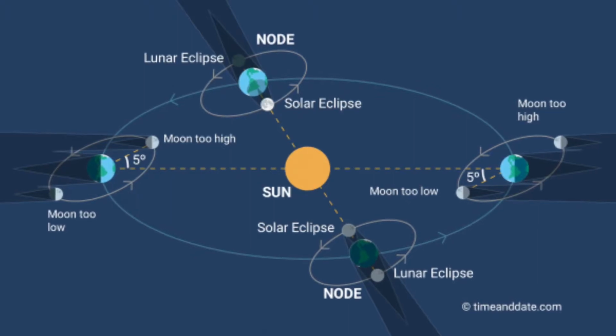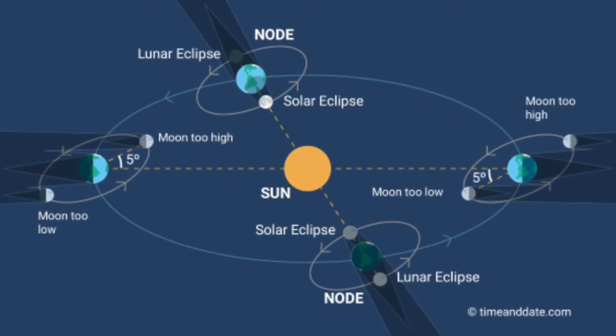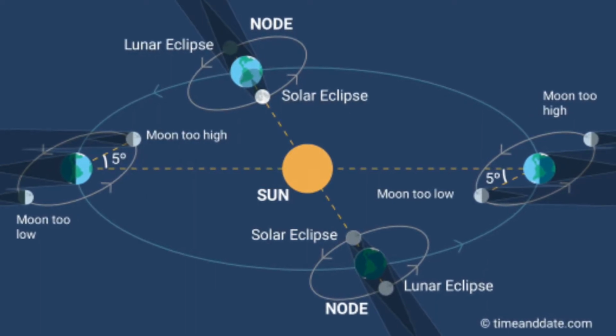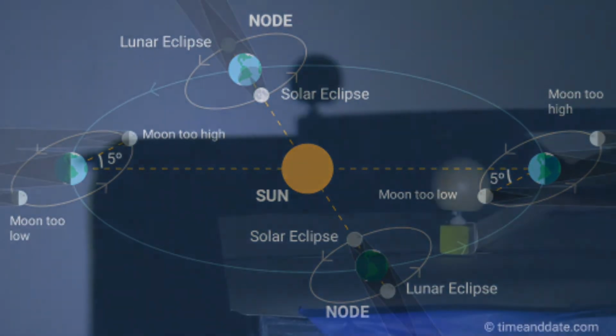Now, in this illustration at the top and the bottom where it says node, we have that rare situation where they do line up, but it just doesn't happen that often. So, things to remember: a lunar eclipse is about what we see when we look at the moon, the change in the moon. We're not looking at the sun here. We see it at nighttime, and in the process, the moon gets dark and then turns red.